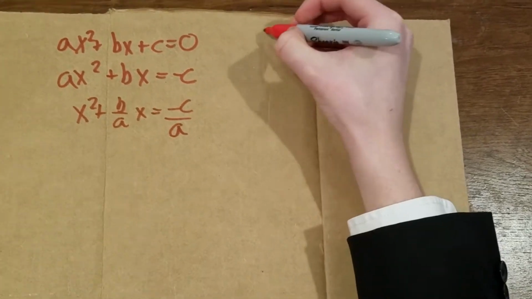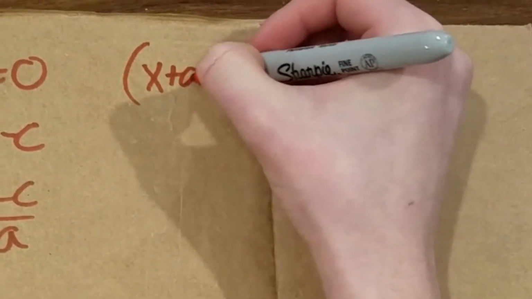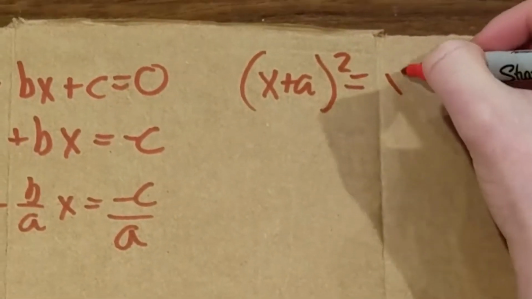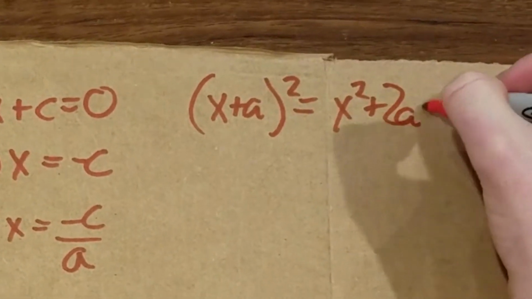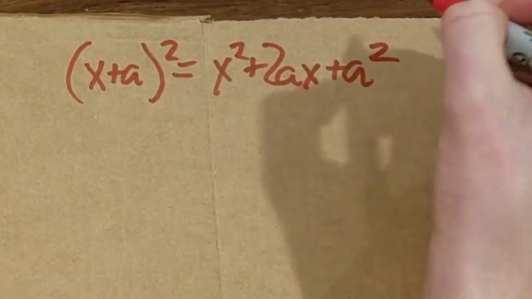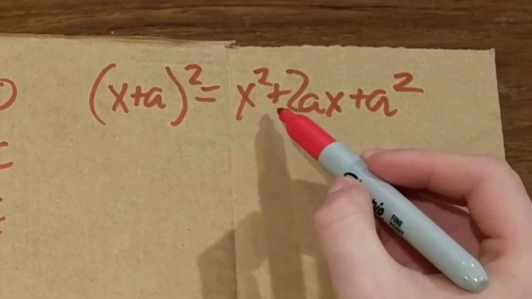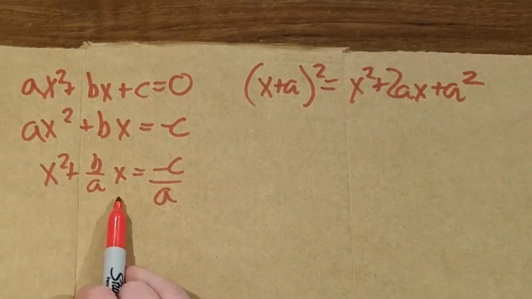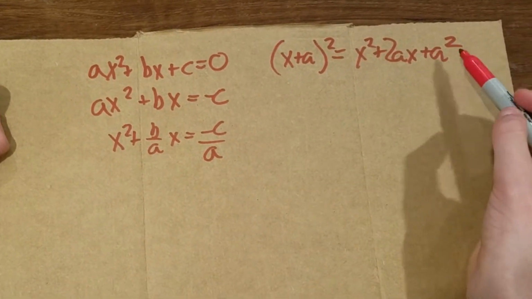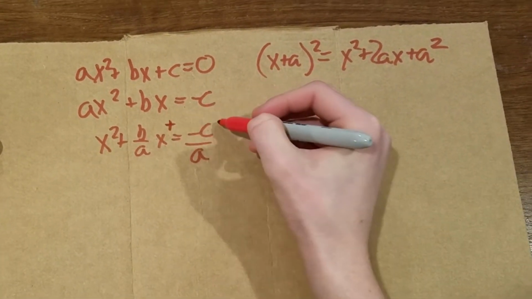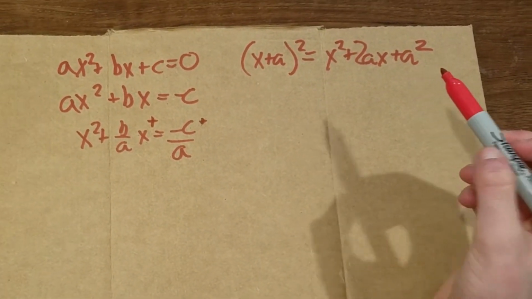Now here's the tricky part. We all know that x plus a, all of that squared, equals x squared plus 2ax plus a squared. These two terms here, the x squared and the 2ax, represent the terms we already have over here, and this term over here represents the term that we need to add to both sides of the equation to do what is called completing the square.